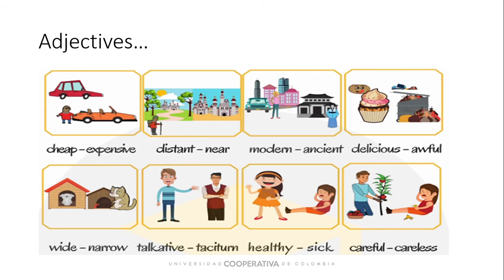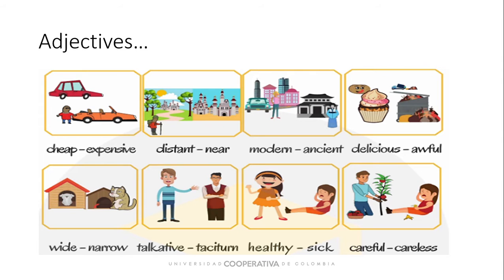The first thing we have to be clear about is adjectives. To make comparisons, we should use adjectives. And now, what are adjectives? Adjectives are words that we can use in order to give or to say something particular about a situation, about a subject, or about an object.